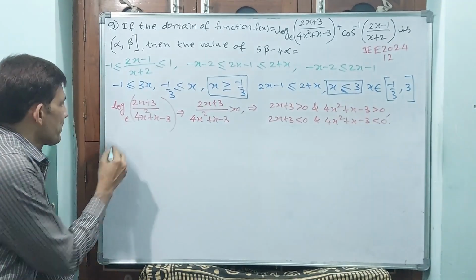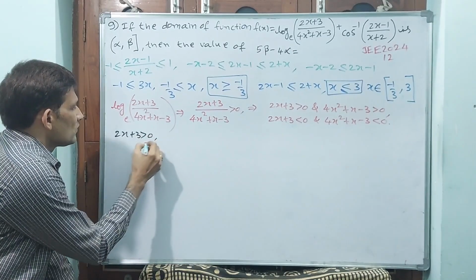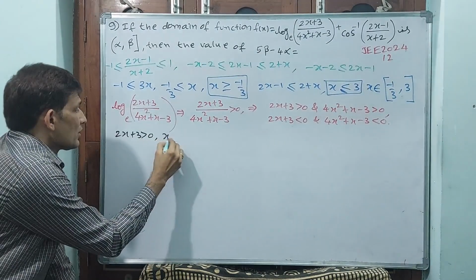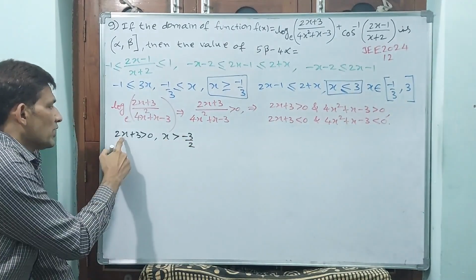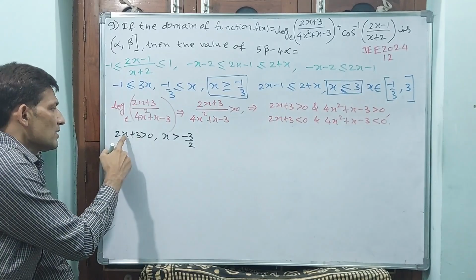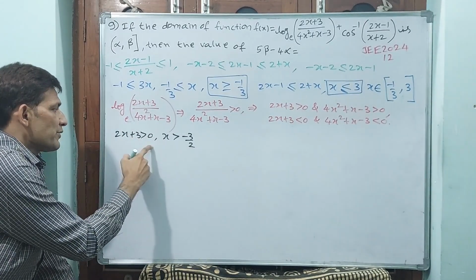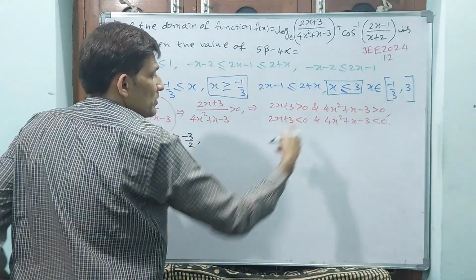Now see, 2x plus 3 greater than 0 means what will happen? x should be greater than minus 3 by 2. Okay, 2x is equal to minus 3, so 2x should be greater than minus 3 and x should be greater than minus 3 by 2. Along with that, this also should be satisfied.